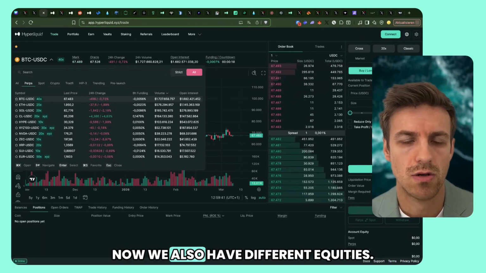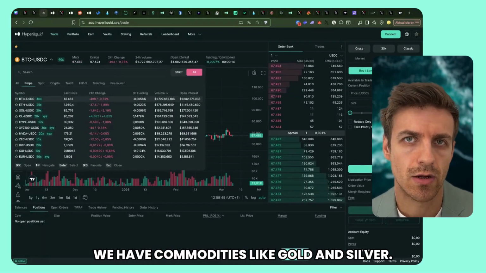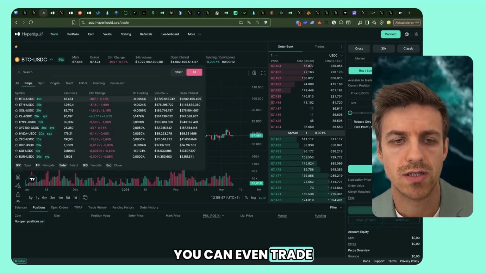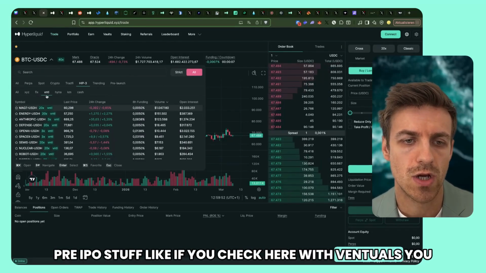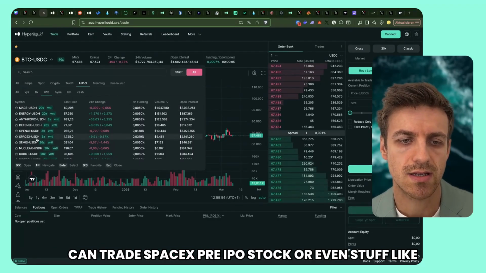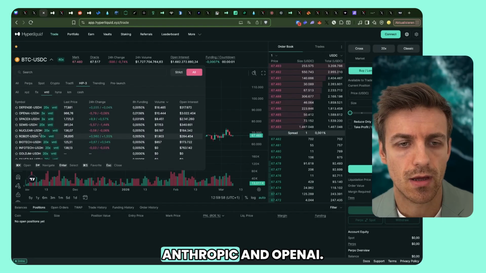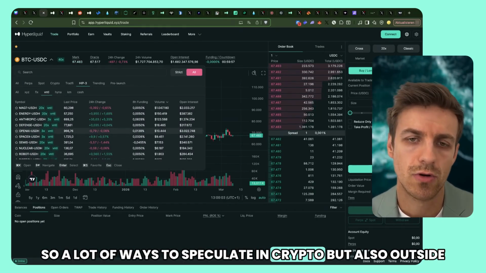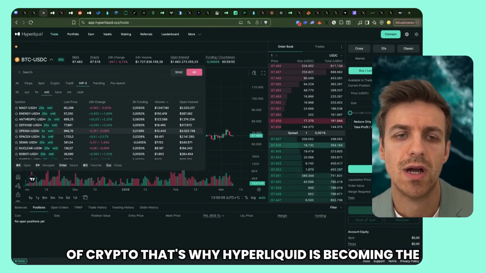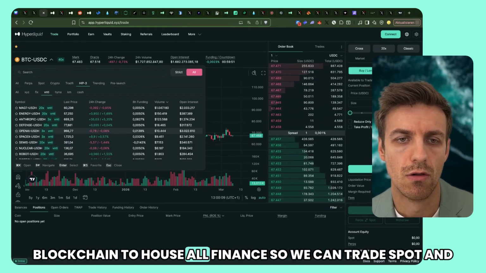Now we also have different equities. We have commodities like gold and silver. You can even trade pre-IPO stuff. Like if you check here with ventures, you can trade SpaceX pre-IPO stock, or even stuff like Anthropic and OpenAI. So a lot of ways to speculate in crypto, but also outside of crypto. That's why Hyperliquid is becoming the blockchain to house all finance.